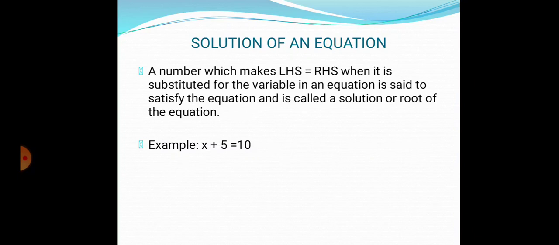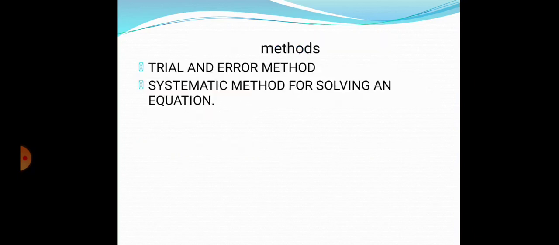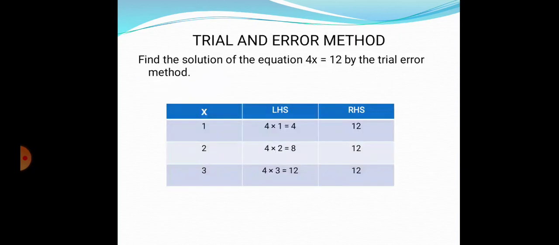So there are several methods to find the solution of a linear equation. So let us see what they are. One is the trial and error method and the other is the systematic method for solving an equation. Now let us see what is meant by the trial and error method.